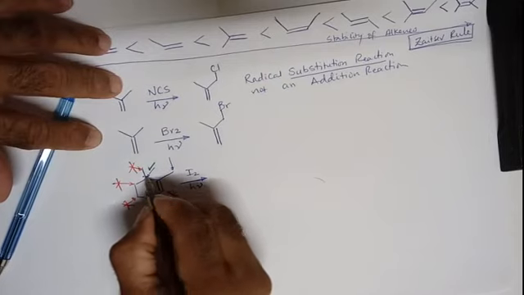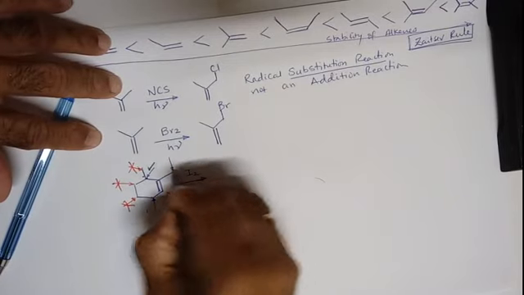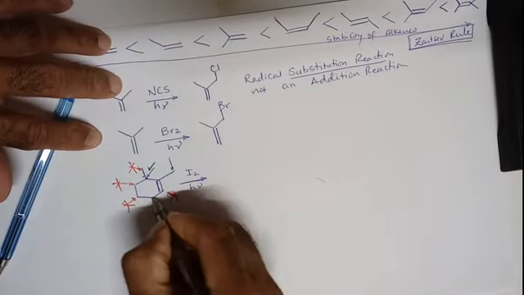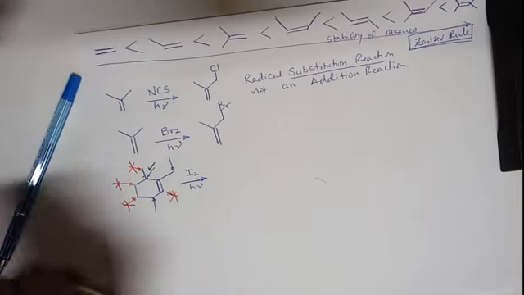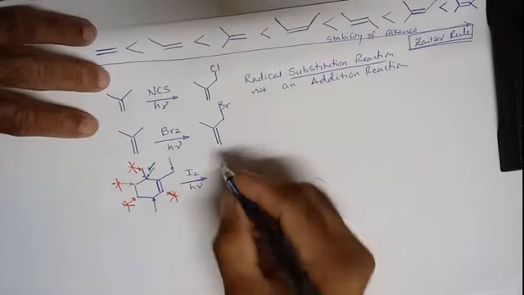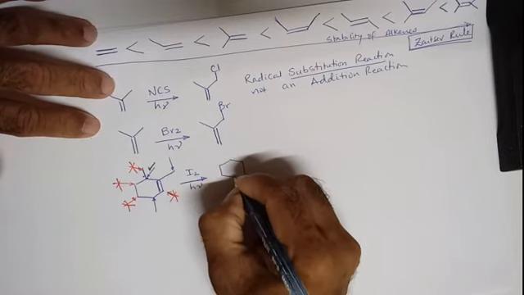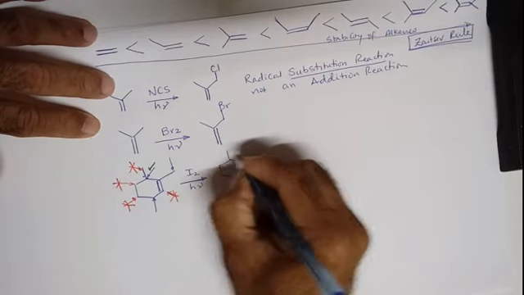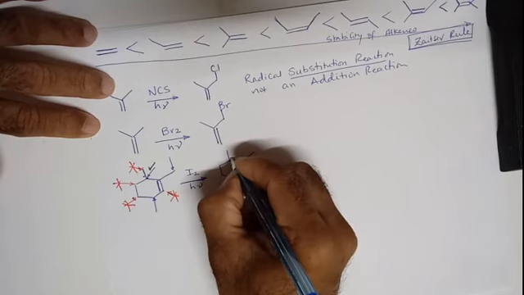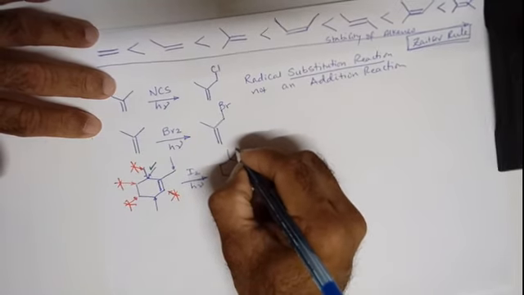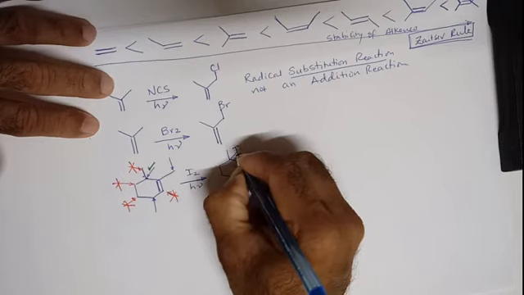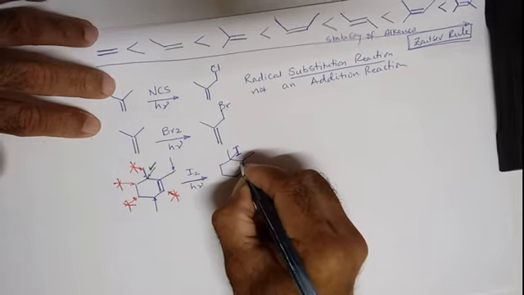This is going to give you a tertiary radical. This is going to give you a primary radical. This is going to give you a secondary radical. So essentially, if I have to pick one product, it will be this one. It would be iodine on this carbon. Okay?